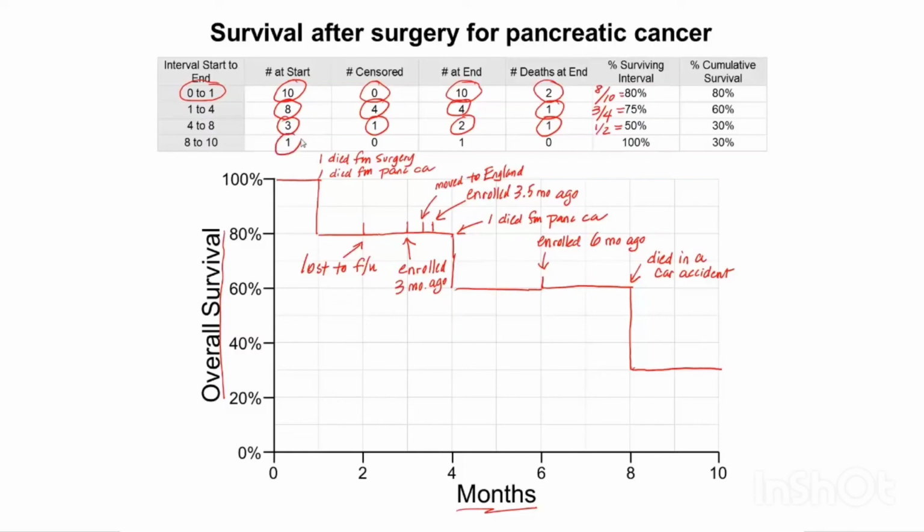So at the end of that interval, we have 1 patient left. There's no censoring that goes on. There's 1 patient at the end, no deaths at the end, and so the last patient's there, and we're done. So the overall survival that we have from this study is shown as a Kaplan-Meier curve. Okay, thank you very much.